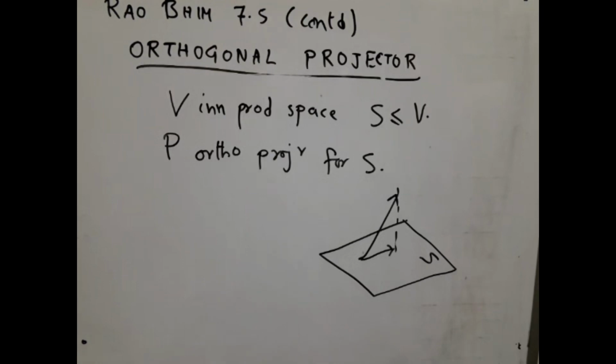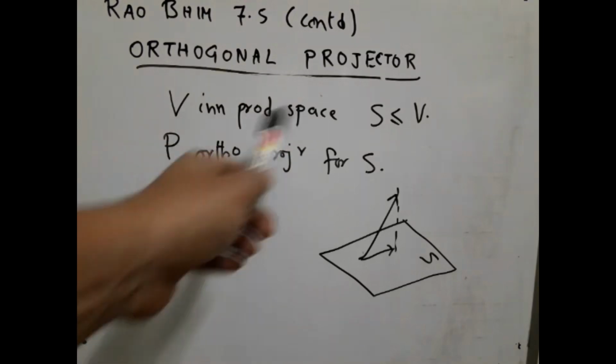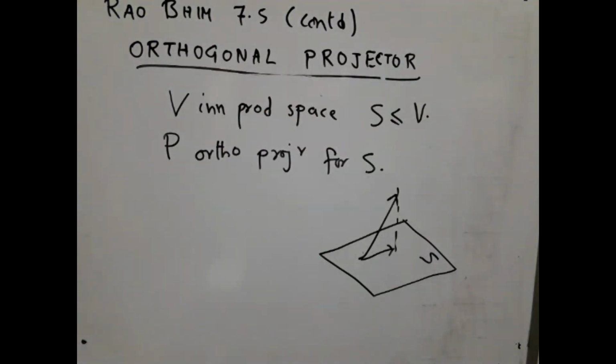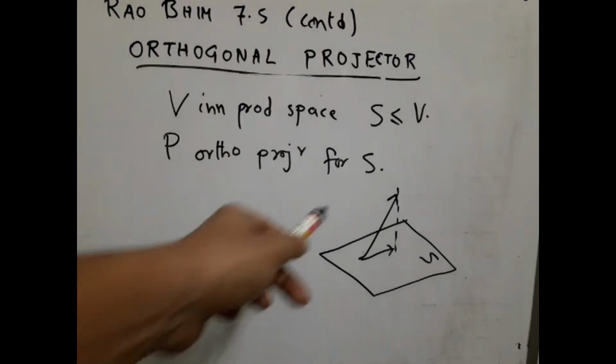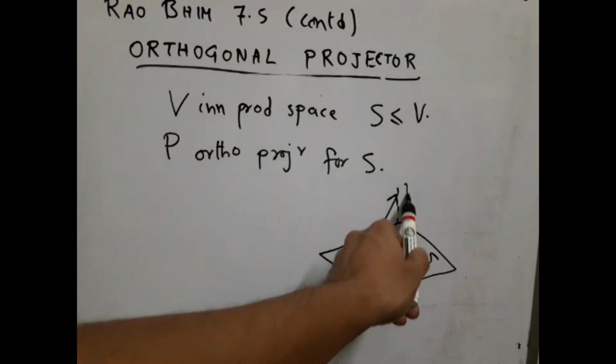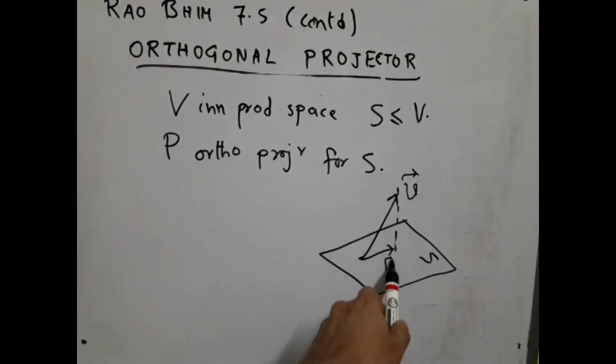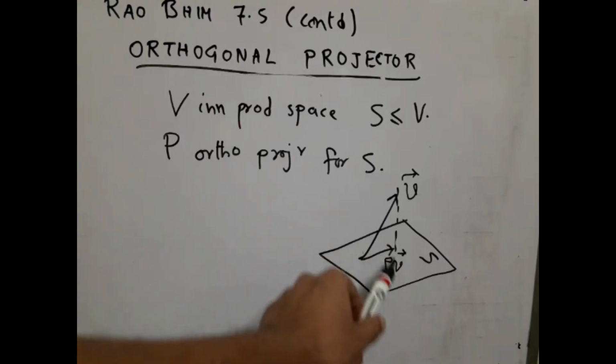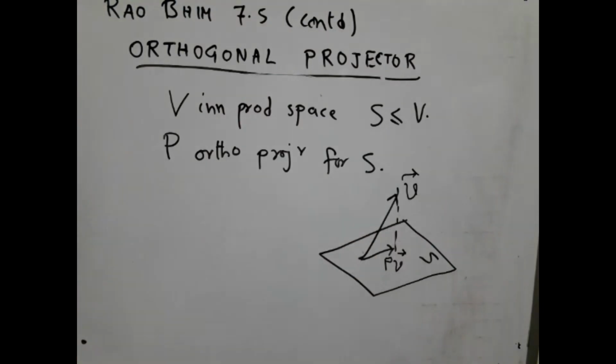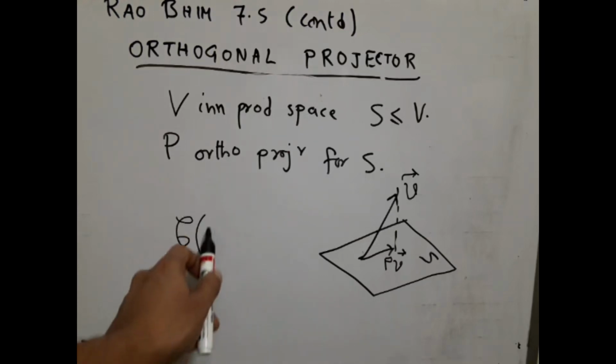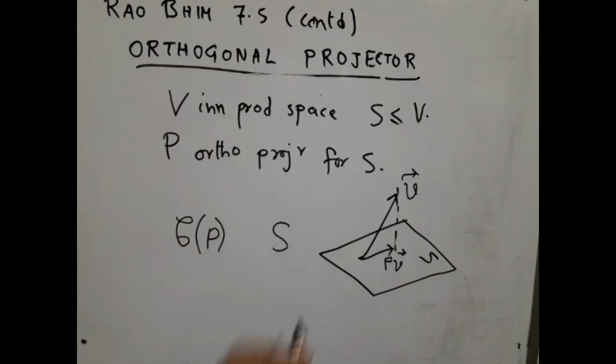First, let us discuss some very simple properties which are not explicitly written down in this particular section of the book. We have an inner product space V together with some subspace S of V, and let P be the orthogonal projector for S. So if I have any V in V, then this vector lying here will be PV. So you can clearly see that every vector of the form PV must lie in S. Now, every vector of the form PV is a typical element of the column space of P. So immediately you see that the column space of P must be inside S.